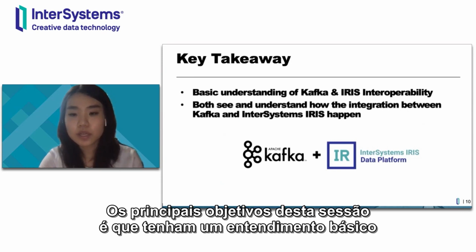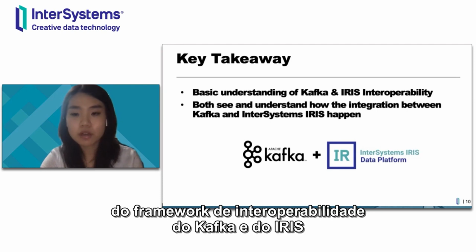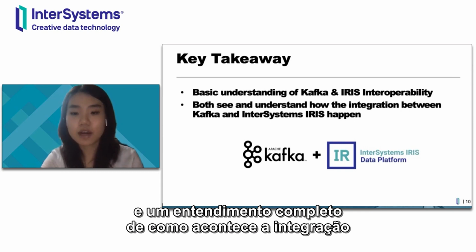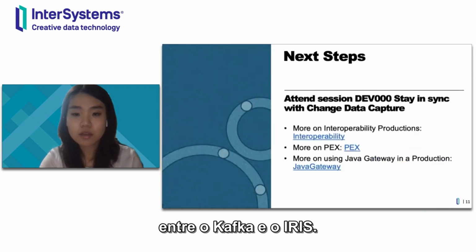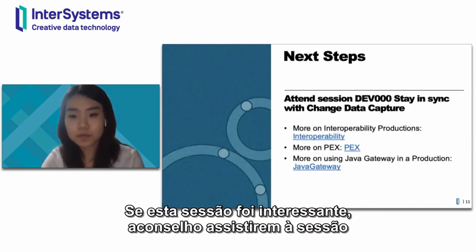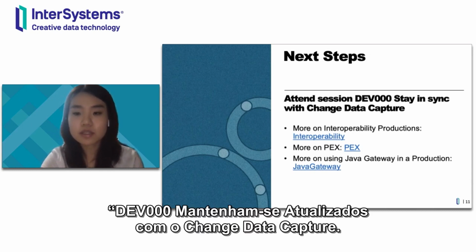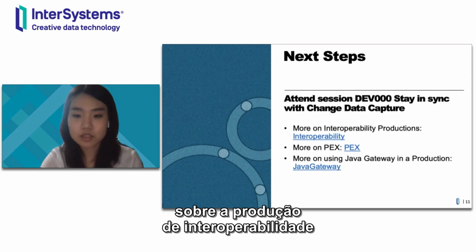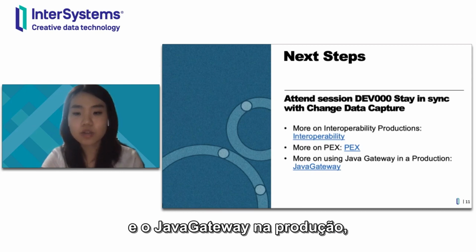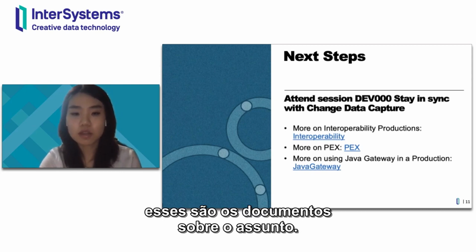The two key takeaways from this session are that you have a basic understanding of both Kafka and the IRIS interoperability framework, and a thorough understanding of how the integration between Kafka and IRIS happened. If this session was interesting to you, I strongly encourage you to attend the session DEV000 Stay in Sync with Change Data Capture. Also, if you want more information on the interoperability productions, PEX or Java Gateway in a production, these are the associated documents on them.